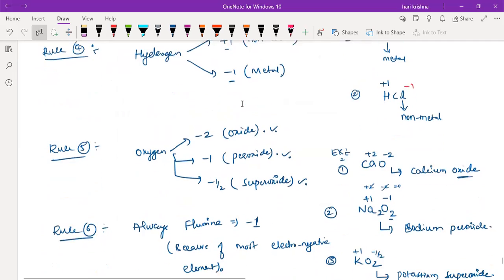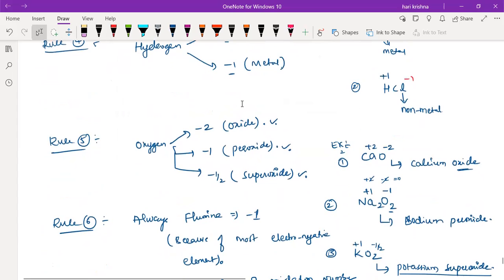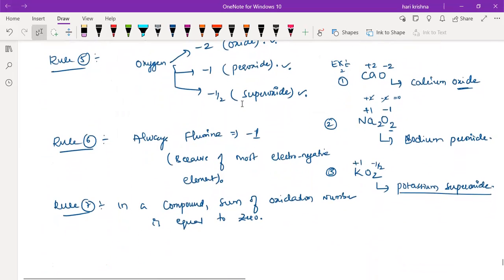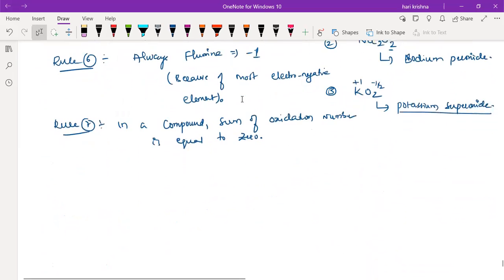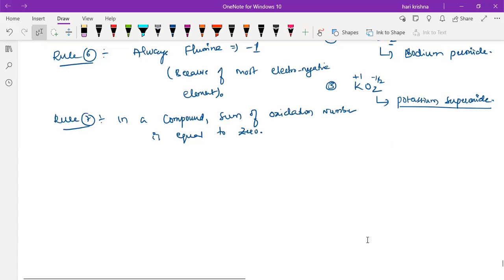Rule number 5, oxygen will show 3 oxidation states: -2, -1, -1/2. -2 with the oxide, -1 with the peroxide, -1/2 with the superoxide. Rule number 6, fluorine always will show -1. And in a compound, the sum of oxidation numbers is equal to 0. That is rule number 7. Fine. Any doubts in this? No doubt, sir.